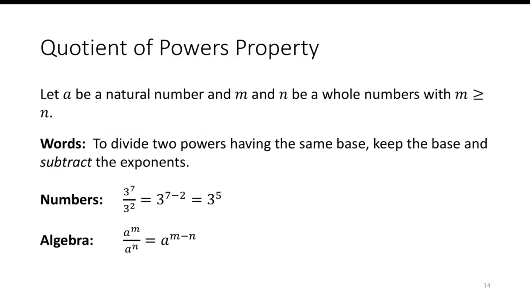Another property is the quotient of powers property. Basically, when we use multiplication, we add exponents. When we use division, we subtract. So let a be a natural number and m and n be whole numbers, and let's assume that m is greater than or equal to n. That's not absolutely necessary, but we'll go ahead and use it for the time being. To divide two powers having the same base, you keep the base and subtract the exponents. So 3 to the 7th divided by 3 squared is 3 to the 7 minus 2, or 3 to the 5th. A to the mth divided by a to the nth is a to the m minus n.